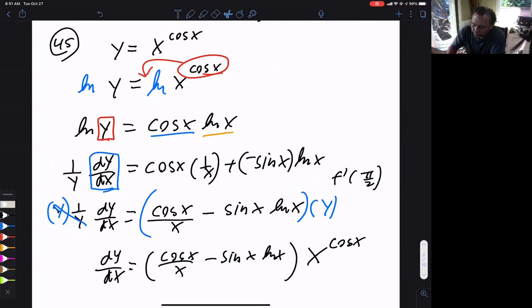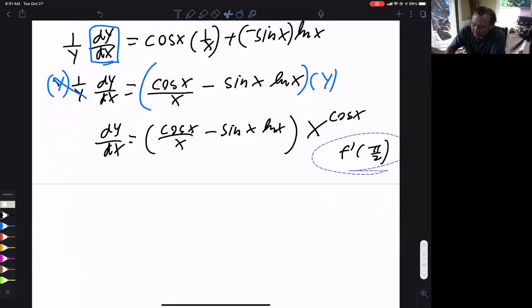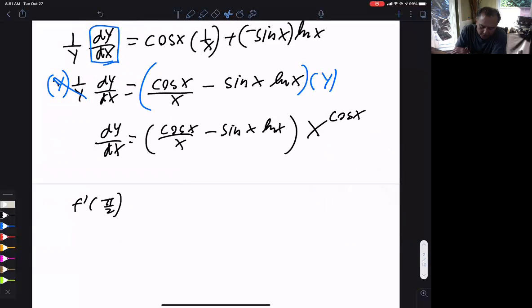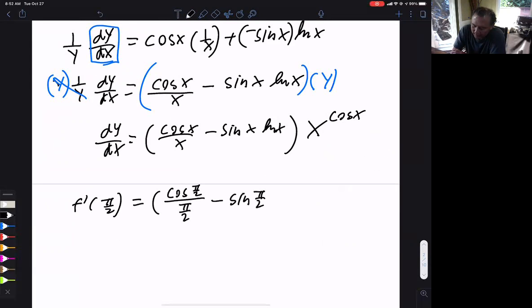We want also the derivative at pi over 2. That's what they're asking for. So I'm going to plug pi over 2 for all my x's. So that's going to be cos pi over 2 over pi over 2 minus sine pi over 2 ln of pi over 2 and pi over 2 raised to the cos pi over 2.